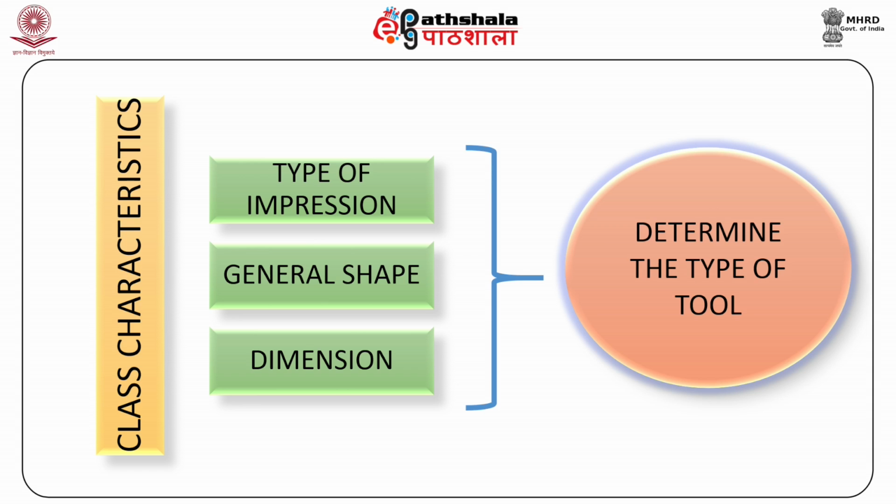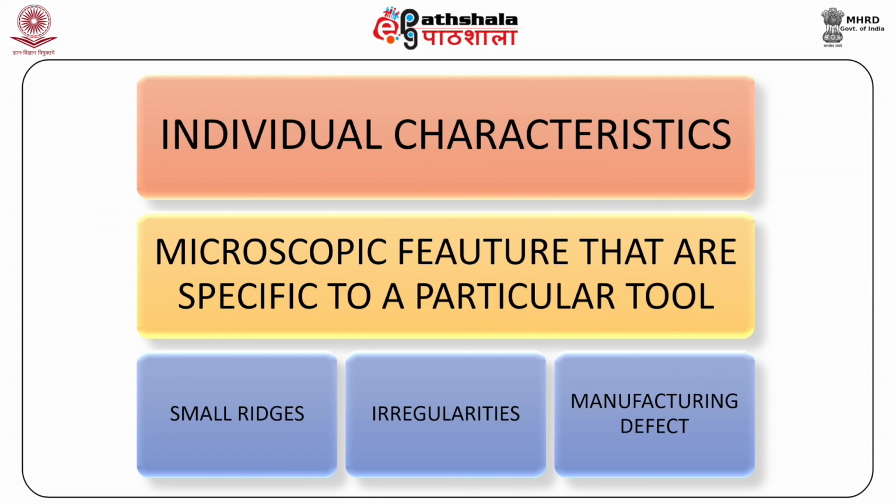But this does not serve the purpose of the identification of the exact tool that actually created the mark. Thus, if only the class characteristics were available, then it would not be possible to distinguish which tool among a pack of similar tools made an impression. For this, individual characteristics are taken into consideration. Individual characteristics.